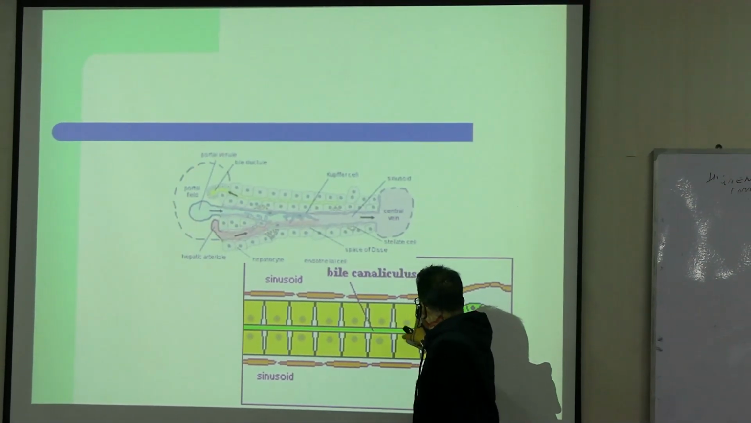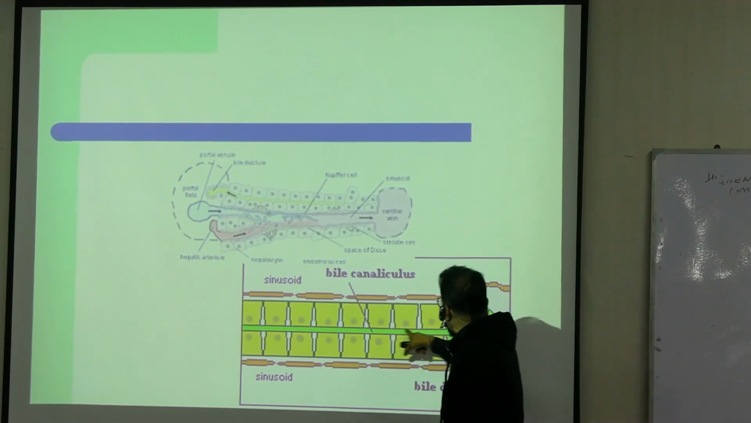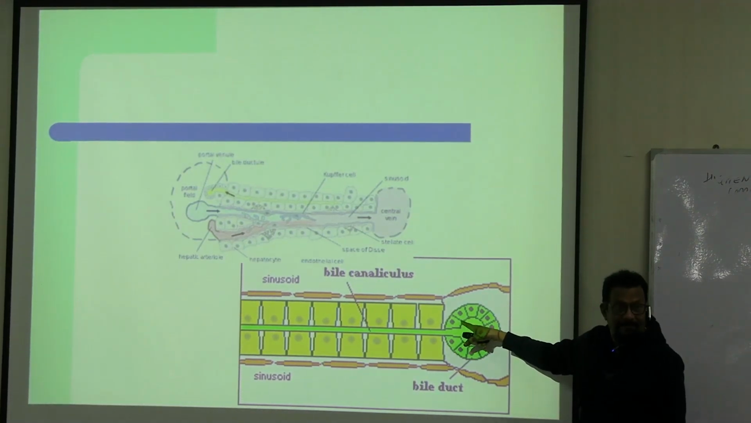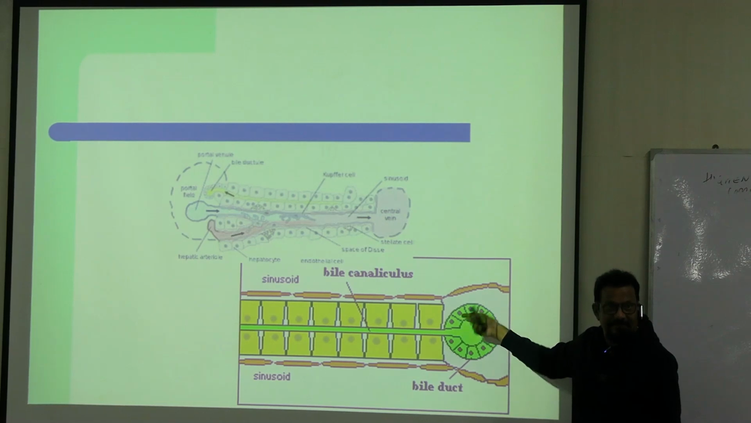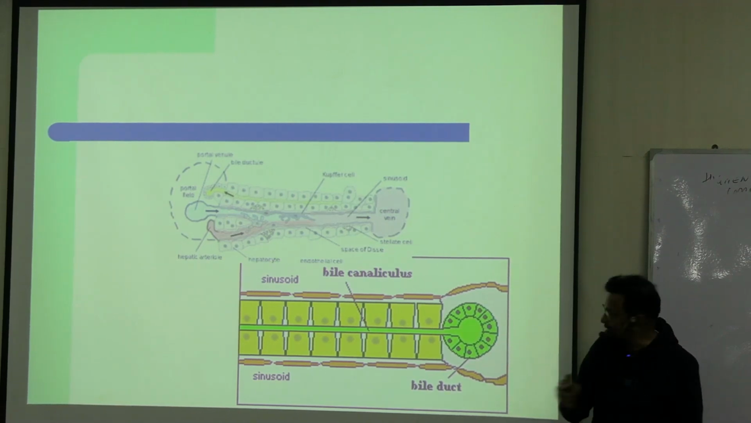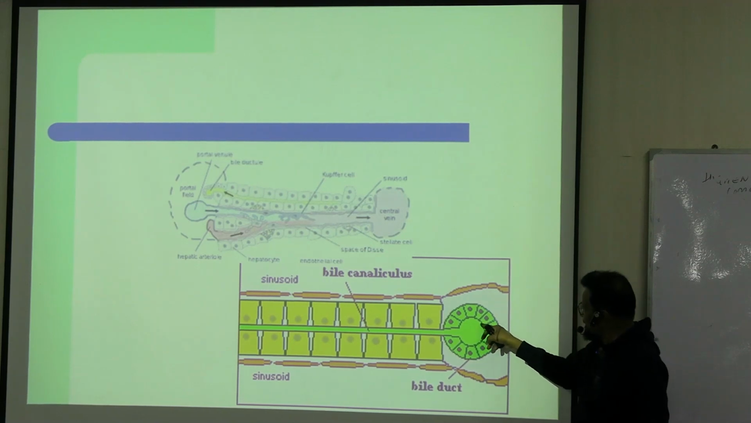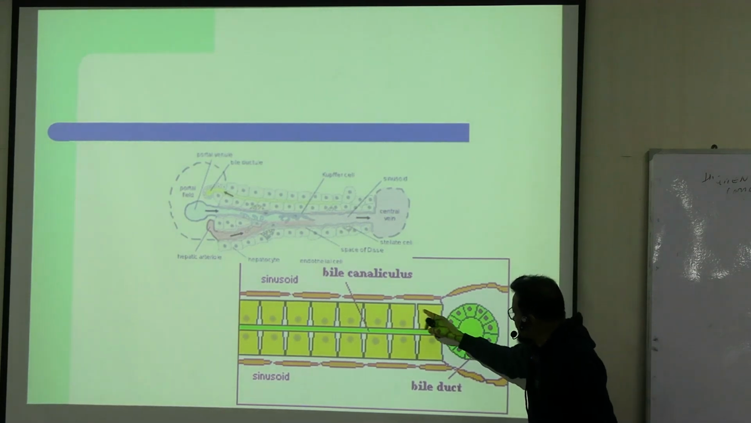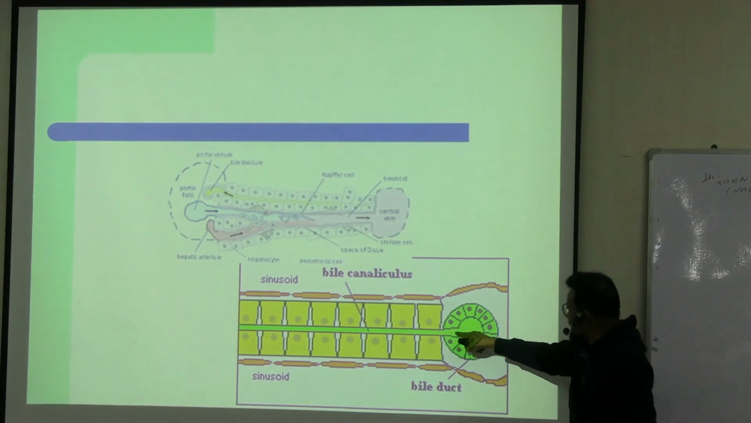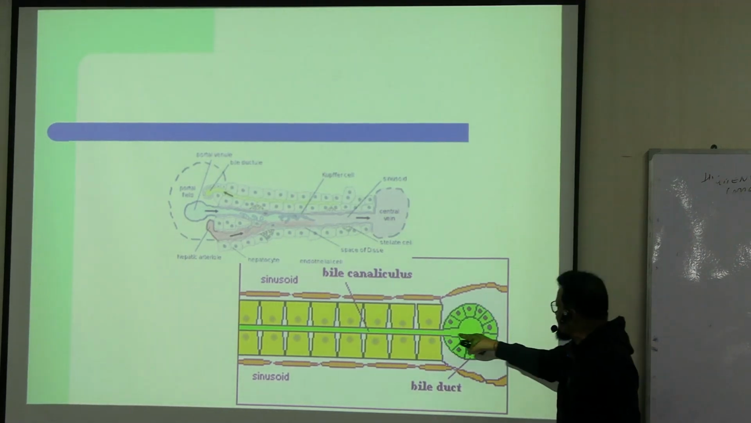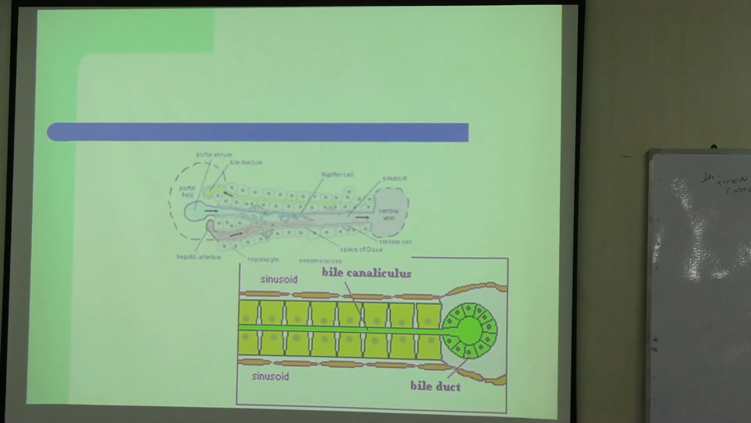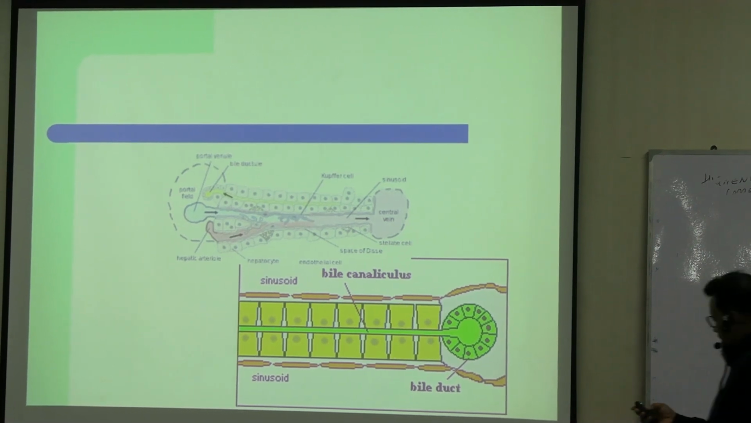All these canaliculi join together to form a bile duct. Now this is the triad. A triad has one section of bile duct, that is the bile duct. So these cells are making bile, secreting it into the canaliculi. Now these canaliculi drain this bile into the bile ducts. Okay?